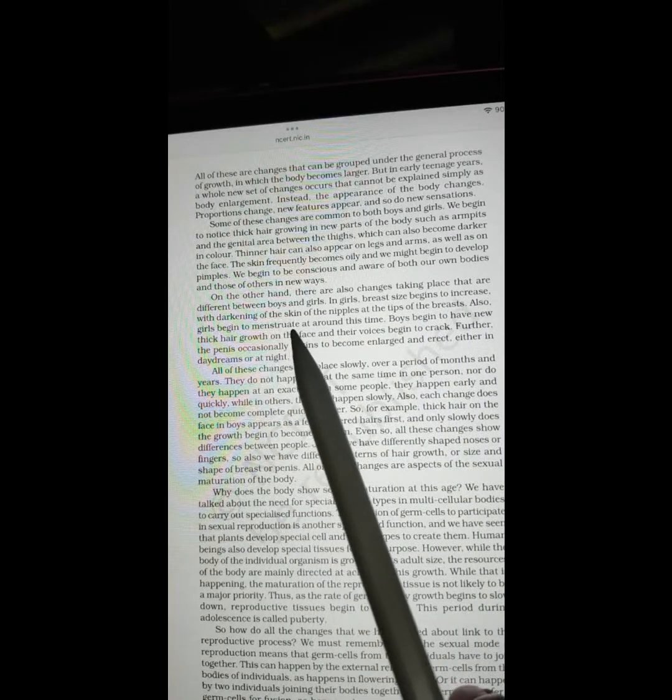On the other hand, there are also changes taking place that are different between the boys and the girls. In girls, breast size begins to increase with darkening of the skin of the nipples at the tip of the breast. Also, girls begin to menstruate at around this time. Boys begin to have new thick hair growth on the face and their voices begin to crack. Further, the penis occasionally begins to become enlarged and erect, either in daydreams or at night.